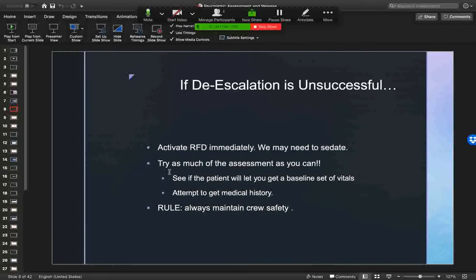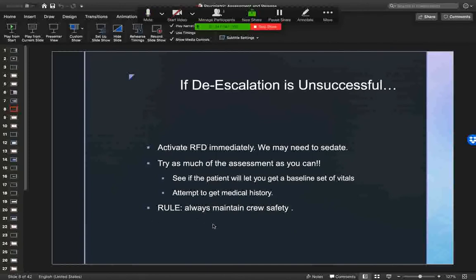Obviously, if you can't, because of safety issues or something, then fine. But get as much history, get as much of the assessment done as you can, so Richardson Fire Department have something when they get on scene. Get a history if you can. If you can't, like I say, it's not a huge deal.